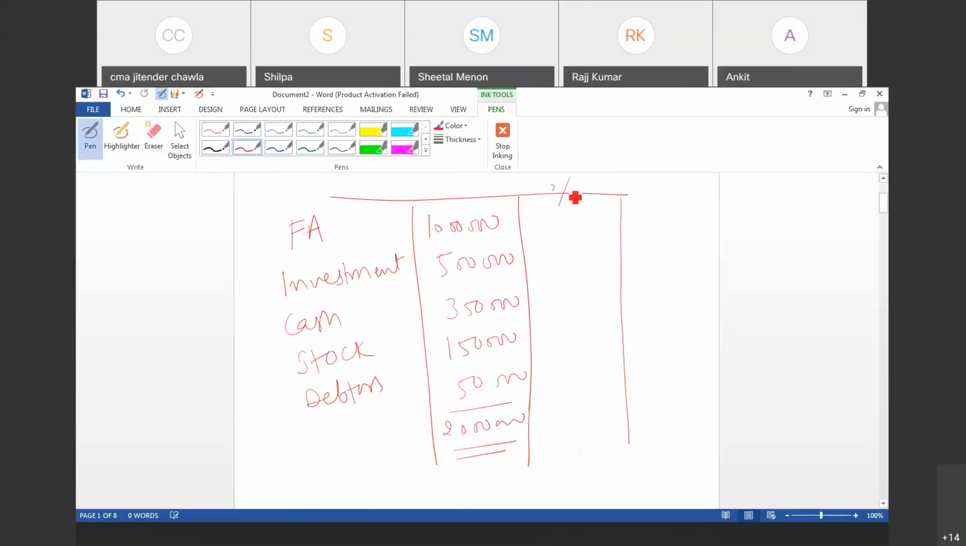And I want to express it as a percentage. So this will work out to be 50%. This works out to be 25%. This works out to be 17.5%, 15%, 0.5%, right, 0.25%. Somewhere I made a mistake. Anyone who can correct me?